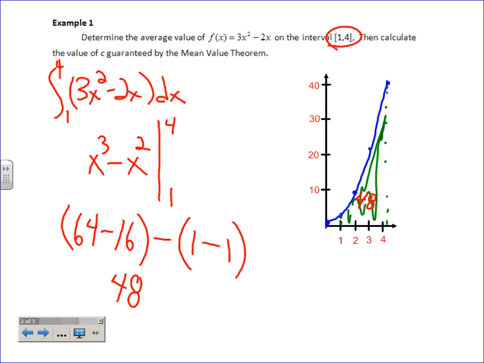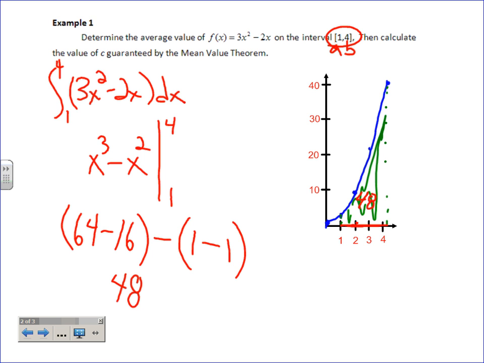Unfortunately, they're asking me here to find C guaranteed by the mean value theorem. So remember, C is the x value. Is 48 the x value we're looking for here? No, 48 is the area. And we're guaranteed that somewhere along the line there's going to be a rectangle in there that has an area of 48. Well, the nice thing is we already know how big the bottom of this rectangle is. It's 1, 2, 3, right? Because it goes from 1 to 4. And all you have to do to figure out how wide that is is take B minus A. Because let's face it, this is B right here, that's A right there.